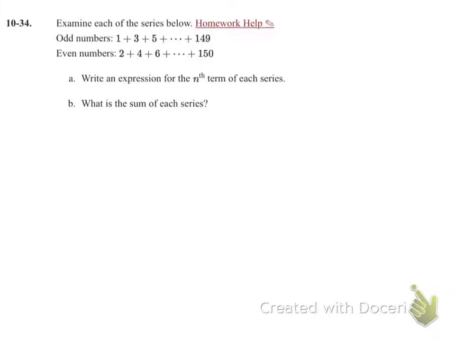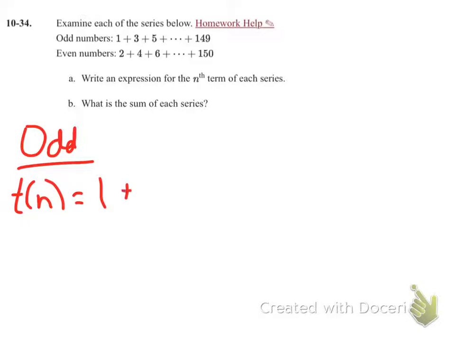Problem 34, taking a look at odd numbers and even numbers. For part A, I'm going to write an expression for each of the series. So writing them in first term form for the odd numbers, I'm going to have t of n equals first term is 1, common difference is 2 times n minus 1.